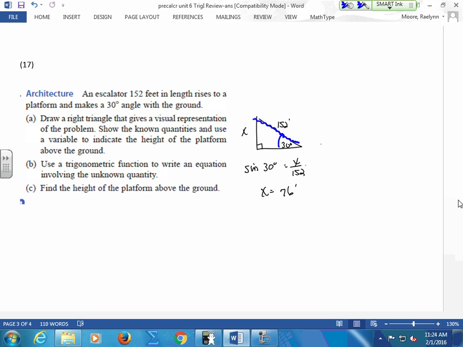So we drew the right triangle. We want to know, find the height of the platform of, like, say this is the next level of the mall. What's the distance between here and here? So again, we said it makes a 30-degree angle. We're looking at an opposite and a hypotenuse, sine. Make sure your mode is degrees when you multiply.